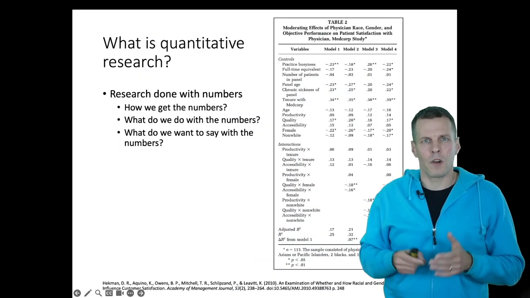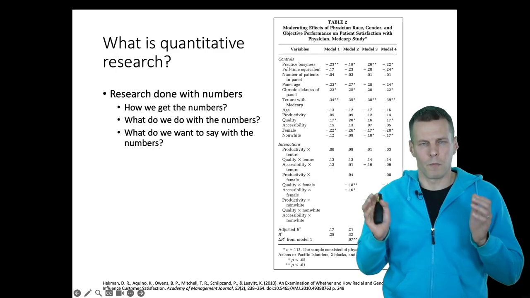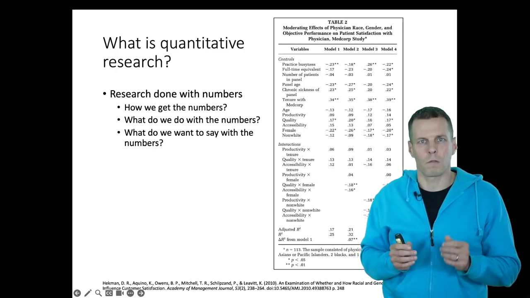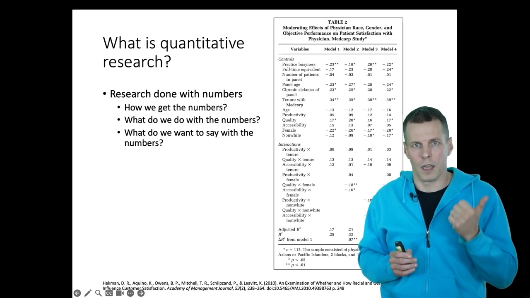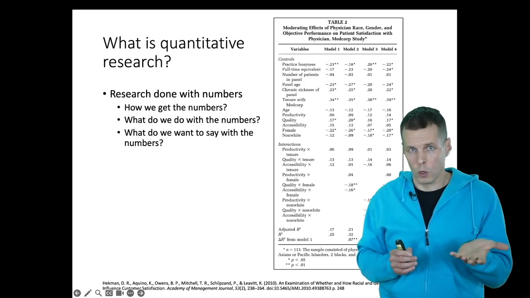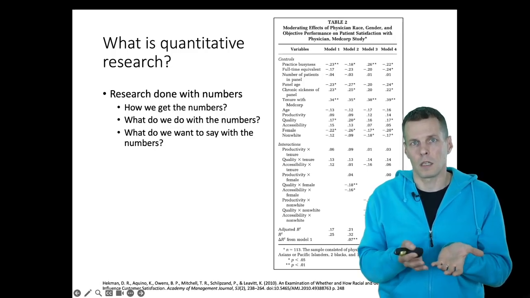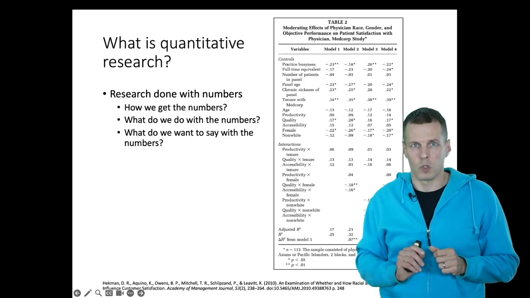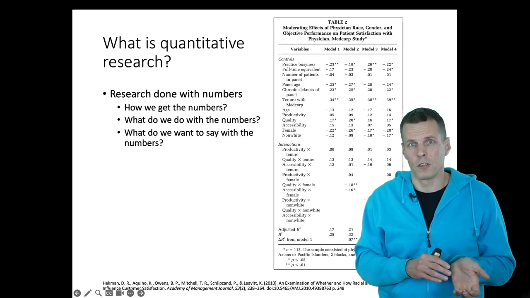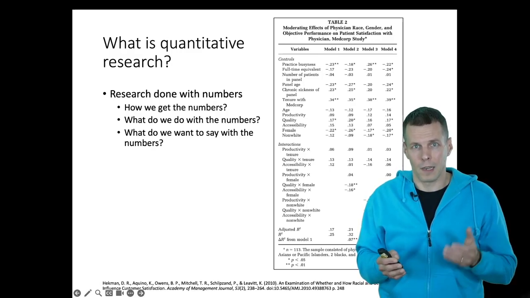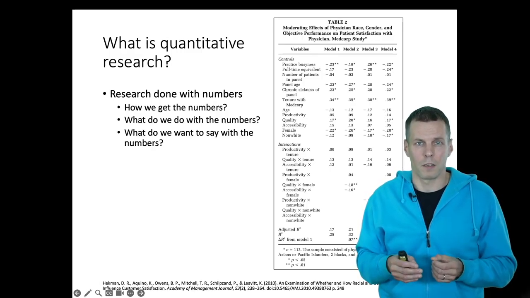All right, to summarize, quantitative research is research done with numbers, and we have three important questions. Where do the numbers come from? Experiment, survey, archival data, or field research. What do we do with the numbers? Typically some kind of statistical analysis. And then most importantly, what do we want to say with the numbers? Typically in business research, we want to make some kind of claim that one variable is the cause of another one.